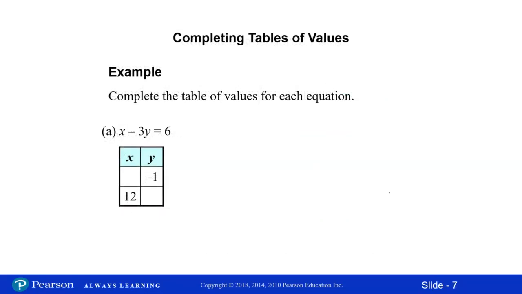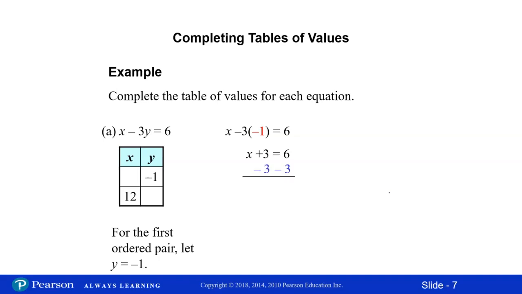Let's try the same idea when the table is given. The equation is x - 3y = 6. It's given to you in table form. In the first row, the x is missing, and in the second row, the y is missing. Let's first start with the first one. The y is given as -1, the x is missing, so we'll figure that one out first. Go ahead and replace your y by -1. So x minus 3 times the y, which is -1, equals 6, which will give me x + 3 = 6. Subtract the 3 from both sides.